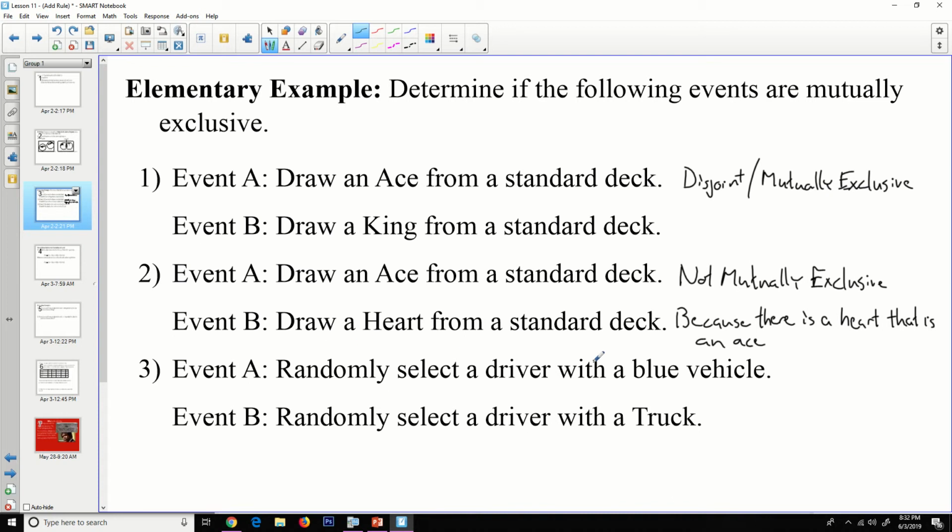Here, randomly select a driver with a blue vehicle, or randomly select a driver that has a truck. These are also not mutually exclusive because there could be a blue truck. So there we go. All right.